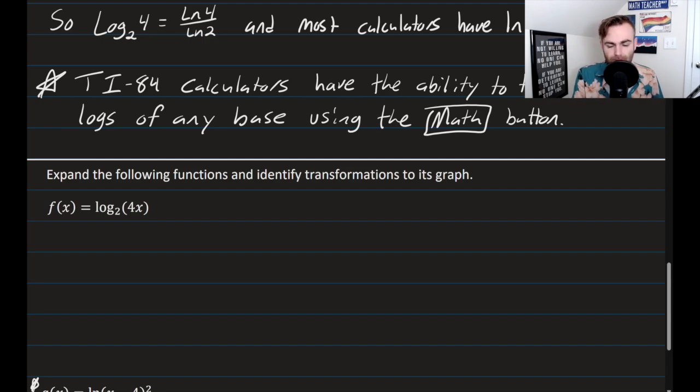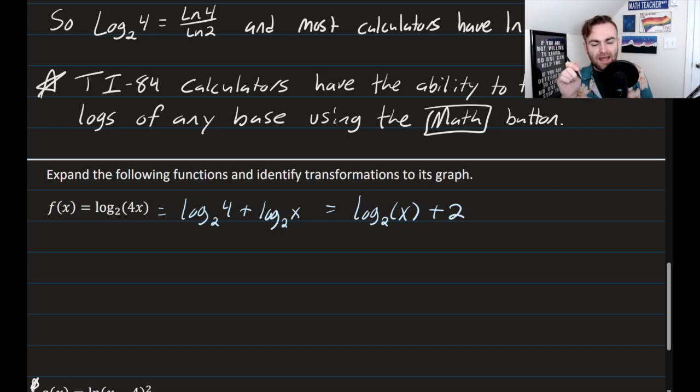So we have log base 2 of 4x. We know that multiplication on the inside turns into addition on the outside, so this is equal to log base 2 of 4 plus log base 2 of x. Log base 2 of 4 is 2. So this is equivalent to log base 2 of x plus 2.